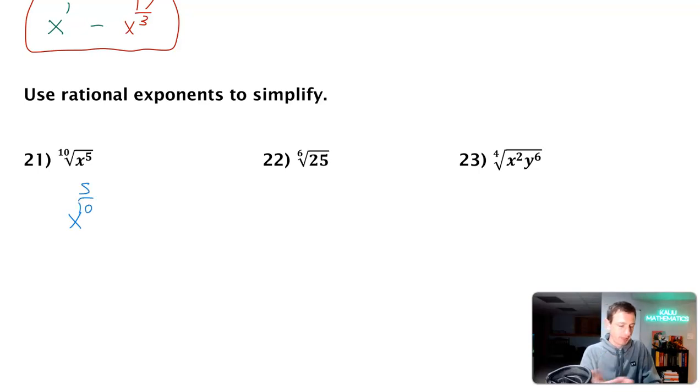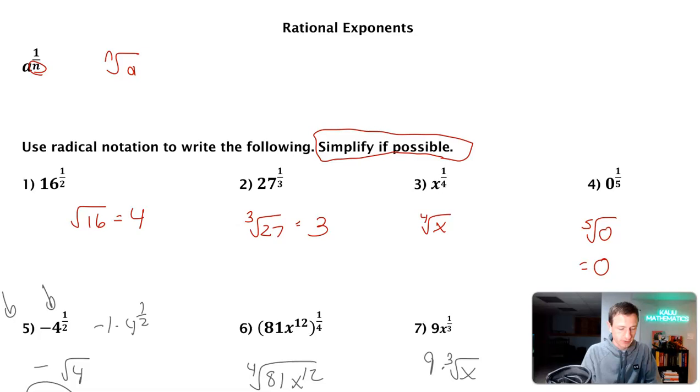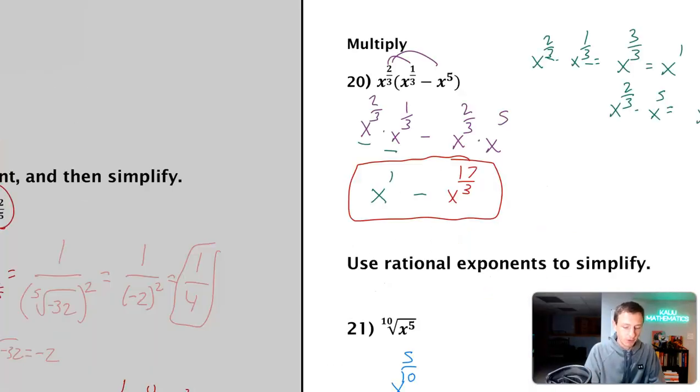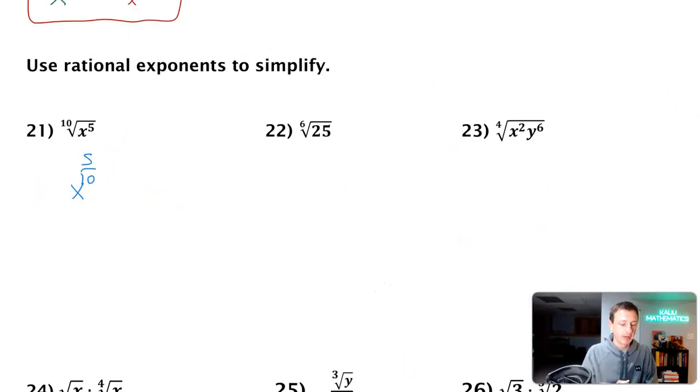Just remember thinking back to, let me go back to the first slide here, 9 to the 3/2, for example, was the square root of 9 being raised to the 3rd power. Our denominator told us our index, and then the numerator told us our exponent. So if I have the other direction, if I have the radical, I can go backwards to this form, because this would convert to the 10th root of x to the 5th.